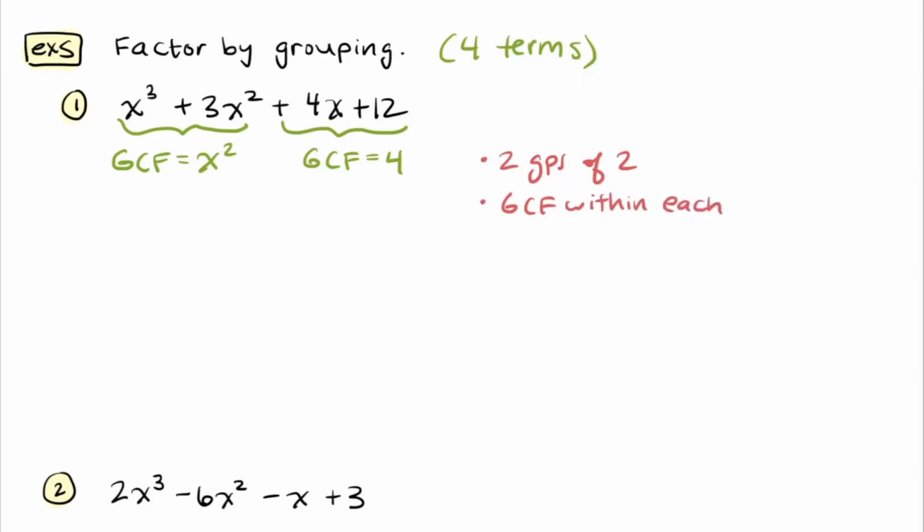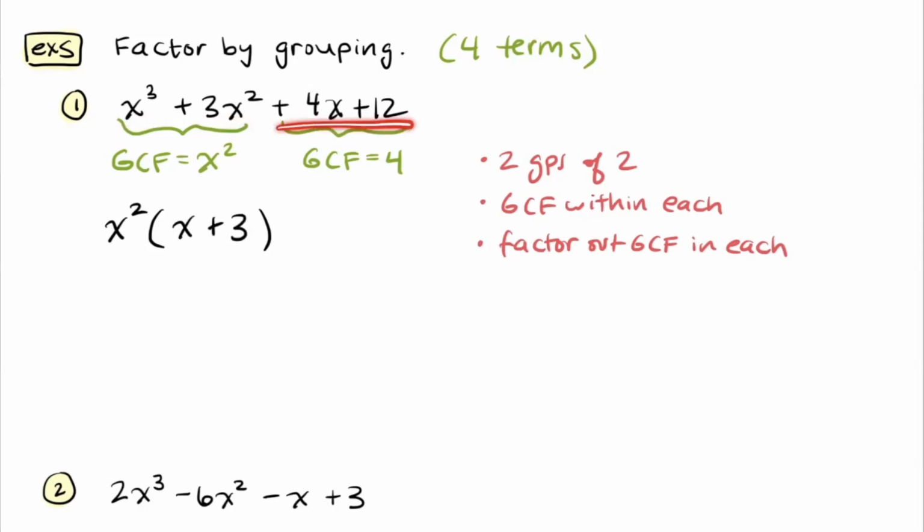Then you factor out the GCF in each group. So in the first group, we'll take out an x to the second. And just within these two terms, when you factor out an x to the second, you're left with x plus 3. And then in the second group of two, we'll take out its GCF of 4. And we've got a plus 4 here, so that still stays as plus. And then we have an x plus 3 left if we were to divide everything by 4.